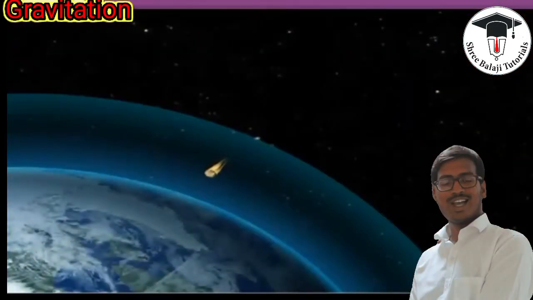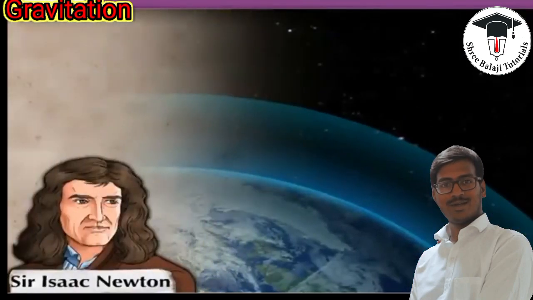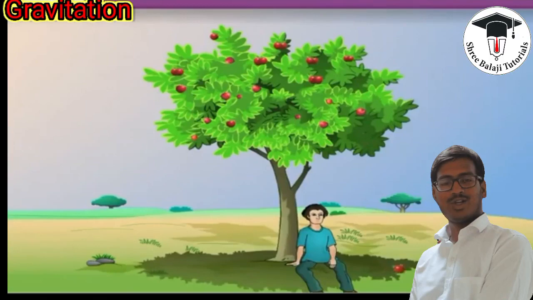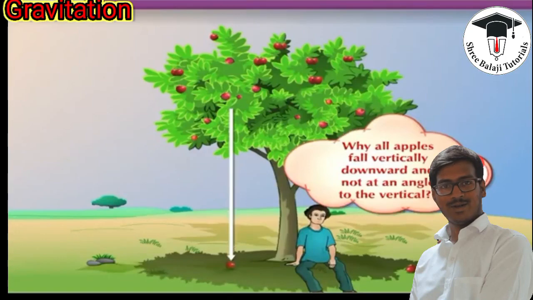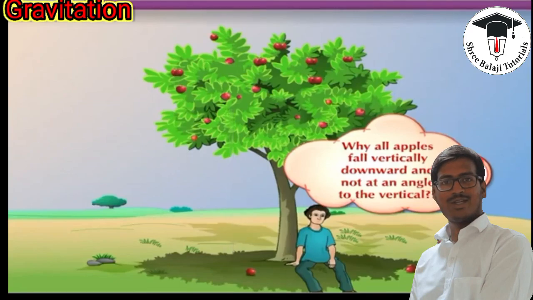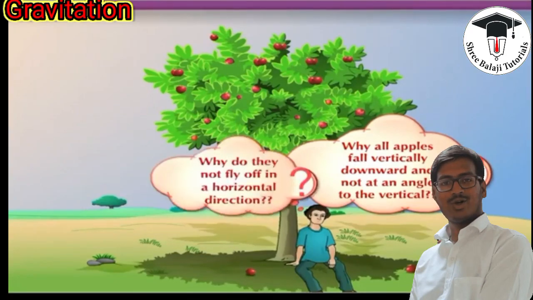The phenomenon of gravitation was discovered by Sir Isaac Newton. It is said that Newton discovered the force by seeing an apple fall from a tree on the ground. He wondered why all apples fall vertically downward and not at an angle to the vertical. Why do they not fly off in a horizontal direction?